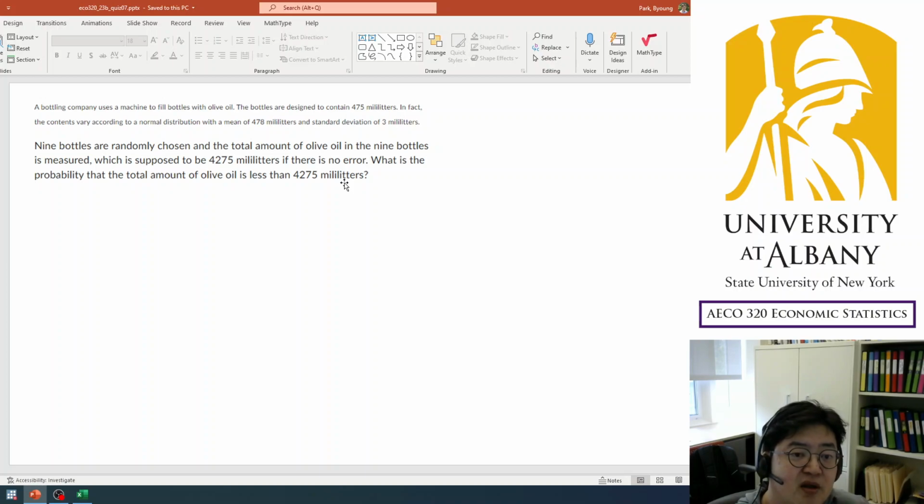Margin for error. So 9 bottles are randomly chosen and the total amount of the olive oil in the 9 bottles is measured, which is supposed to be 4275 milliliters if there is no error. What is the probability that the total amount of olive oil is less than that? Okay, first, same problem. We are only choosing 9 bottles, which is a small sample size, but it does not matter because we already have the normal distribution assumption here. So that is not a problem.